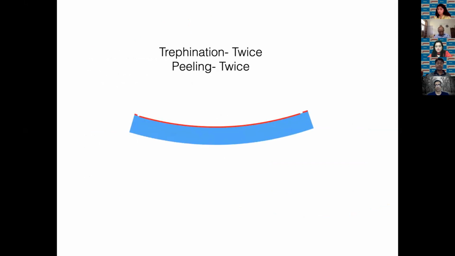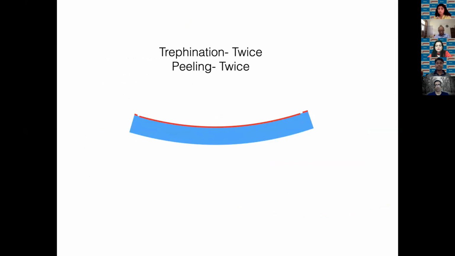So in principle, what we are dealing with is a descemet membrane, and the epithelium is around 5 times thicker than the endothelium, descemet membrane. So we have epithelium which is around 50 odd microns, and descemet membrane is only 8 to 10 microns thick. Basically, we are going to trephine it twice and peel it twice.